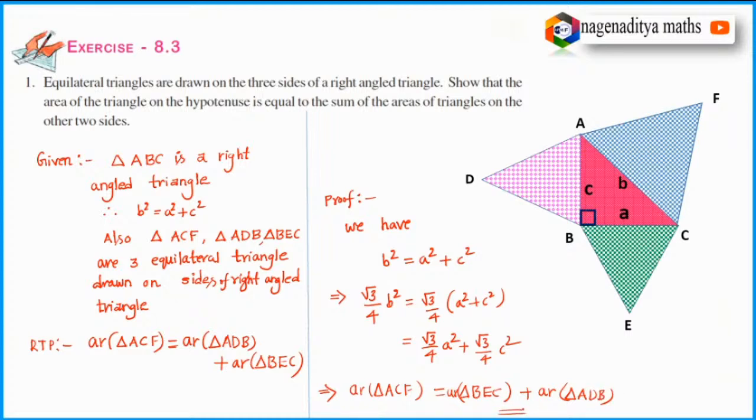So hence proved. So area of triangle ACF is equal to area of triangle ADB plus area of triangle BEC. So this is the second method. So in examinations, you have to choose which method you want to do in the examination. Whatever method you write in the examination, you will get the same marks.